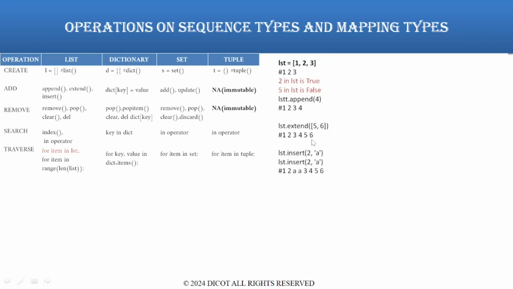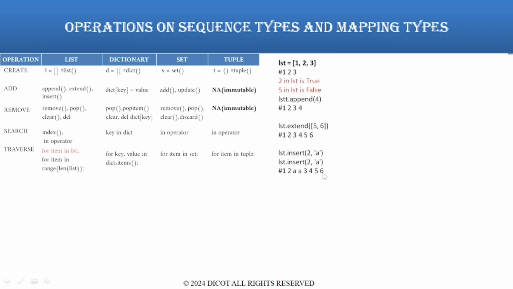Next, we can insert an element into a list at a particular position. Let's insert a character, A, at position 2, and let's do it twice. So, at the position 2, we had 2. In its place, character A is placed. Next, the insert operation will shift the earlier A right. So, we have 2 A's. Finally, the list looks like 1, 2, A, A, 3, 4, 5, 6.